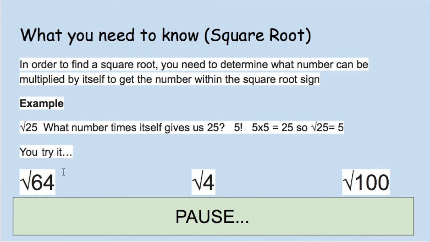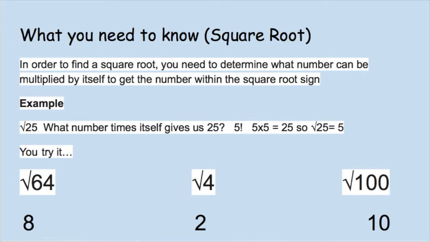Now try a couple yourself. What is the square root of 64, the square root of 4, and the square root of 100? Pause the video now and resume when you have your answers. The square root of 64 is 8, because 8 times 8 is 64. The square root of 4 is 2, because 2 times 2 equals 4. And the square root of 100 equals 10, because 10 times 10 equals 100.